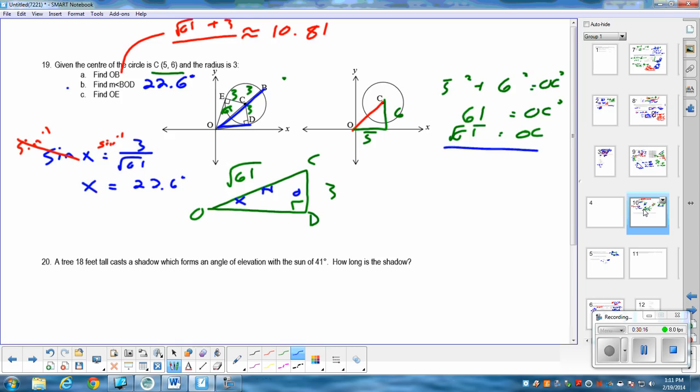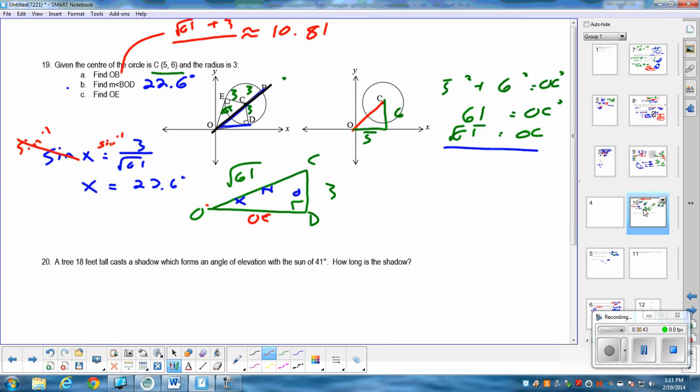Because this is symmetric down BO, and because these triangles are HL congruent, OE is the same as OD, so I'm just going to continue the work I started with this triangle to find OD. Again, we know two sides of a triangle. We're looking for the third side.